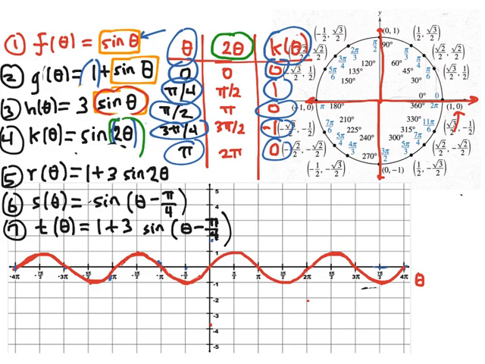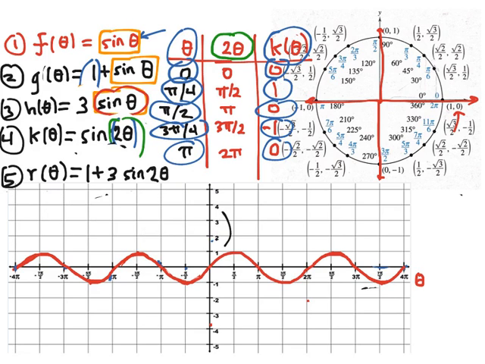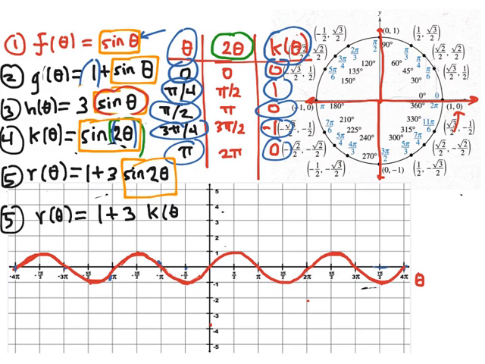So now we'll take a look at number 5, and then we'll do numbers 6 and 7 afterwards. For number 5, you should make the observation that we have sine of 2 theta here. For number 4, we had the function k of theta, and that was equal to sine of 2 theta. So in fact, for number 5, I can write r of theta is equal to 1 plus 3 times k of theta, because sine of 2 theta was the function that I had for number 4.